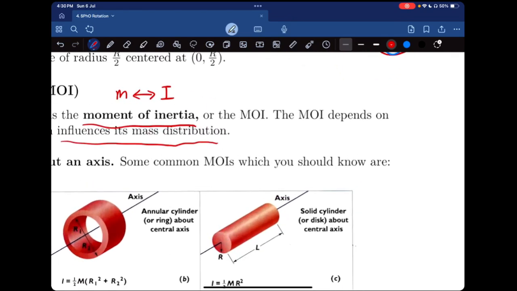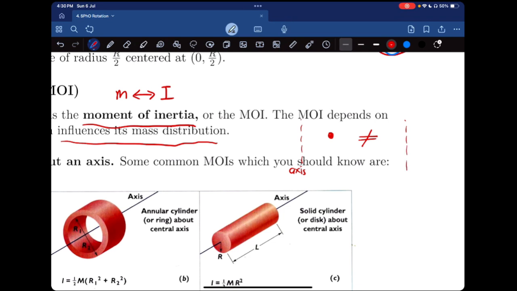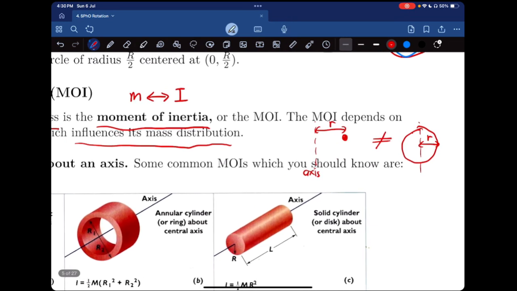For instance, clearly the mass distribution of a point mass from a given axis is different from the mass distribution of a sphere, even if the distance of the point mass and the radius of the sphere are the same. Clearly, the mass distribution is different, and they will have a different moment of inertia.